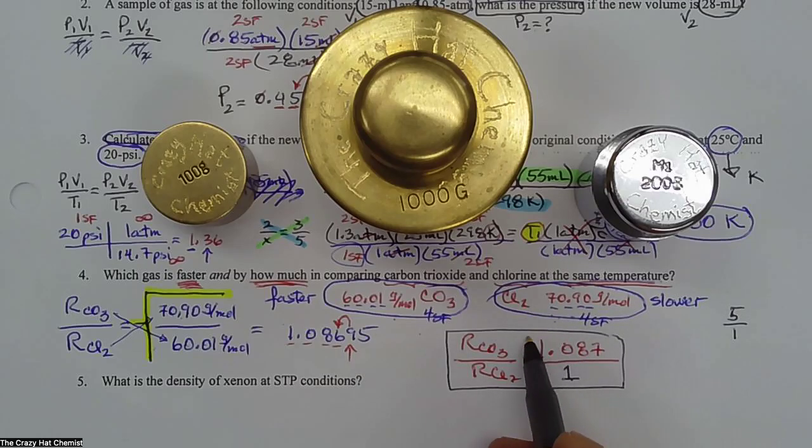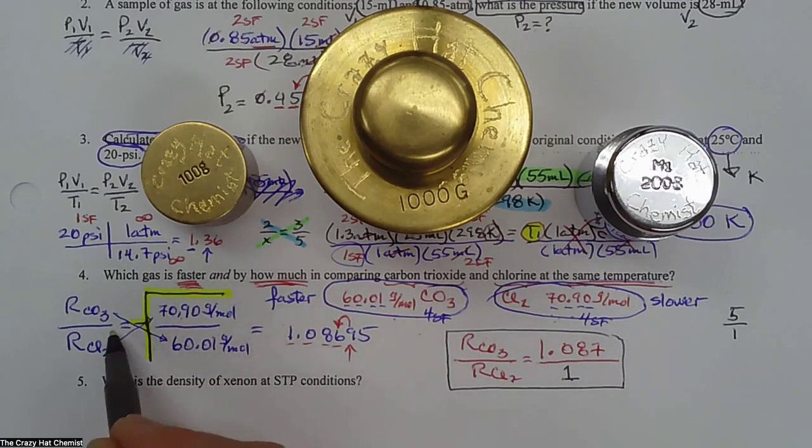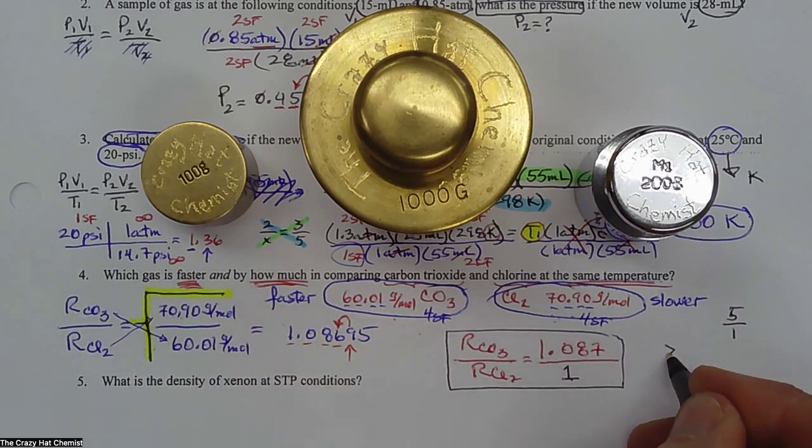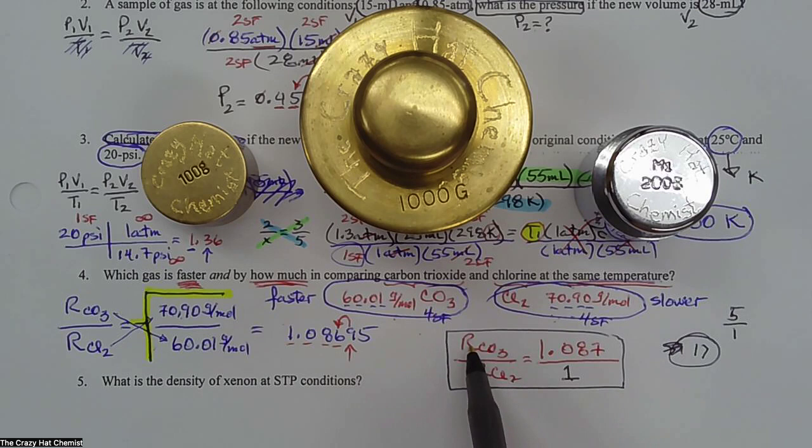Okay. Notice that anytime you have an answer to this mathematical relationship, if that number is greater than 1, then that gas is faster. If the answer is less than 1, then that gas is slower. All right, perfect. Hopefully that makes sense. That's a great example of Graham's law.